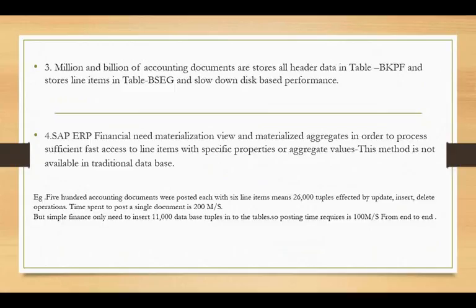One more important point is that the SAP ERP financial system needs materialized views and materialized aggregates in order to provide sufficiently fast access to line items with specified properties or aggregate values. This method is not available in the traditional system. You can see a small example here which I have specified. There are 500 accounting documents you want to post, and each transaction consists of 6 line items, meaning 26,000 times affected by update types: insert, delete, all these operations. The time spent to post a single document is 200 milliseconds.